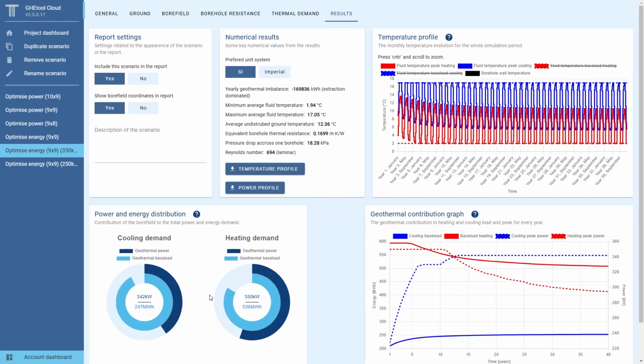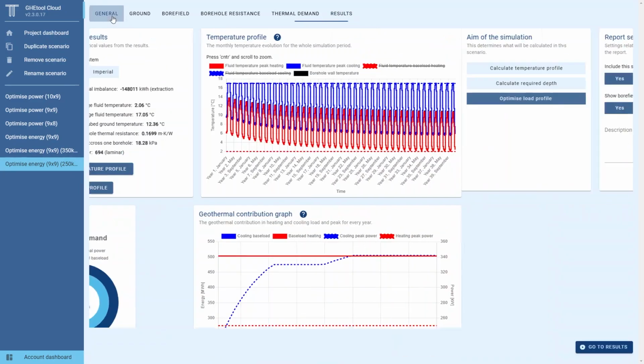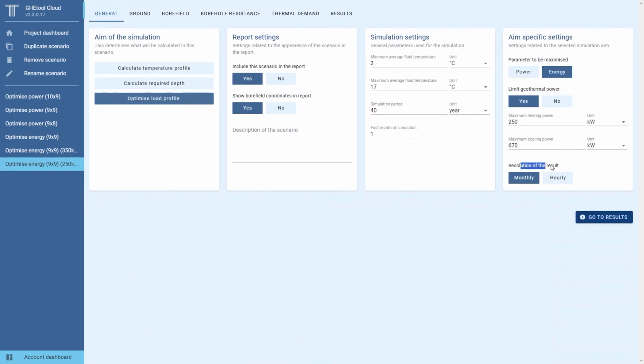So if you look at it from a total cost of ownership perspective, comparing investment cost with operational expenses, it will make a difference. And with GHEtool, you're able to calculate it really in detail and also export the power and the temperature to a CSV file to really grasp how everything works and what the ideal sizing would be for your case.